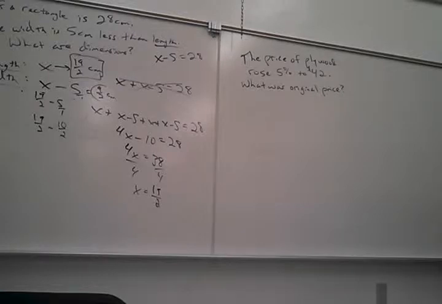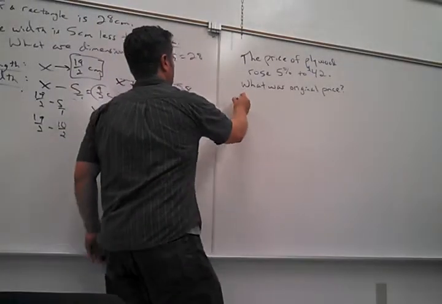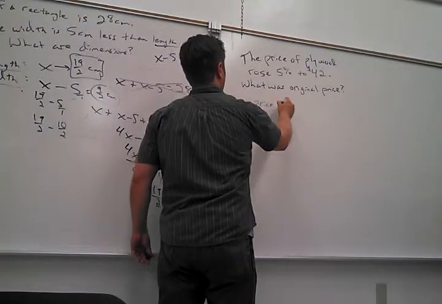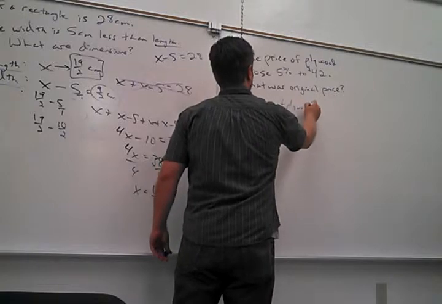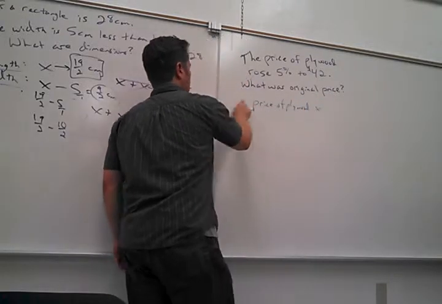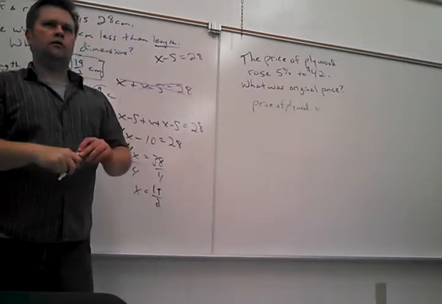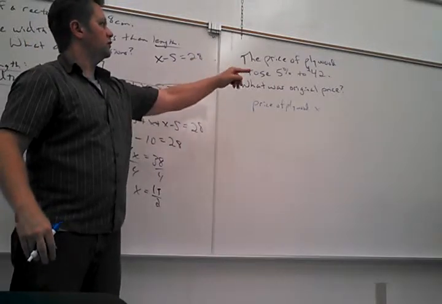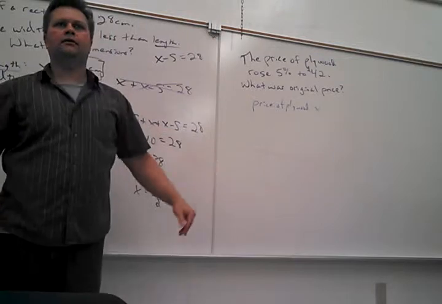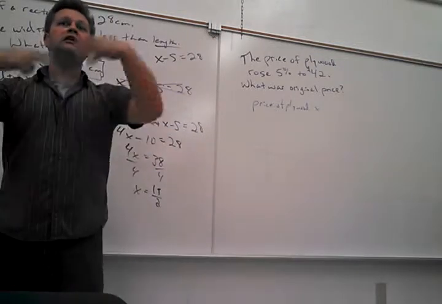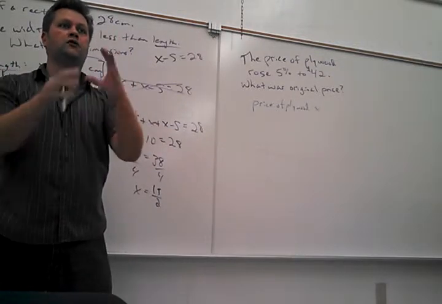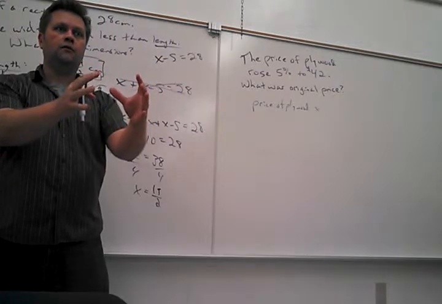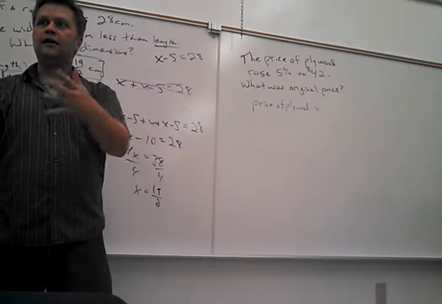So in this case, what's x going to be? X is the price of plywood. Now, here's the key. I do not take 5% of 42 and then subtract that to get back. I can't. Because to get to 42, what did I do? I took 5% of the original price and then did what with that?